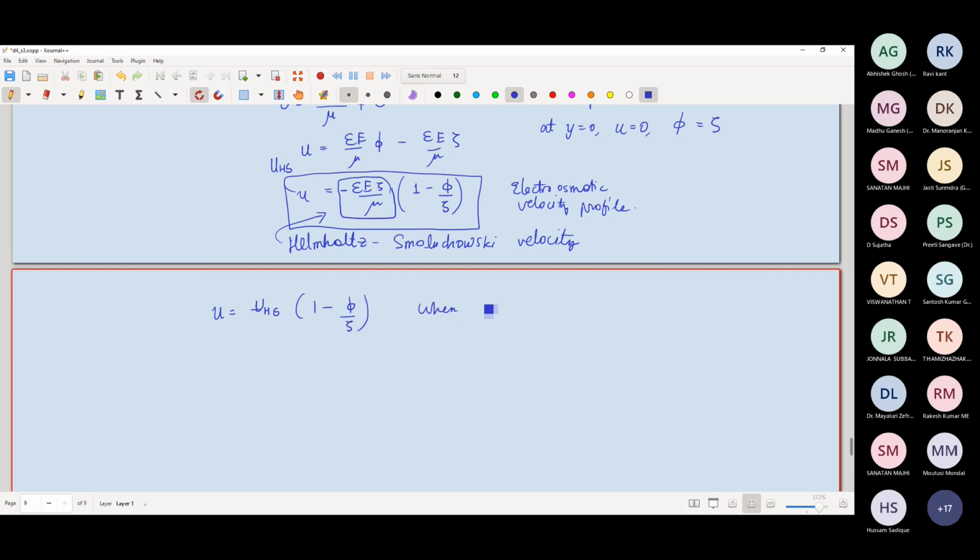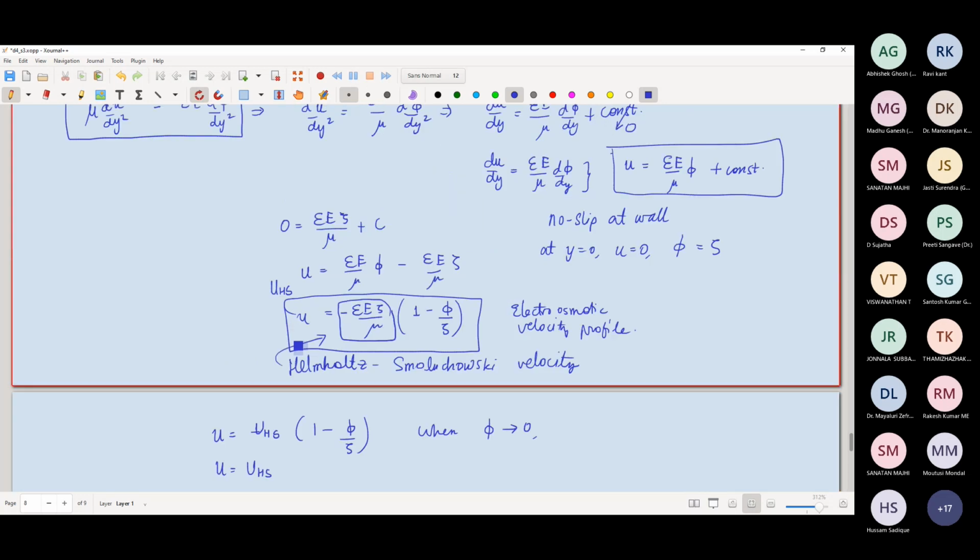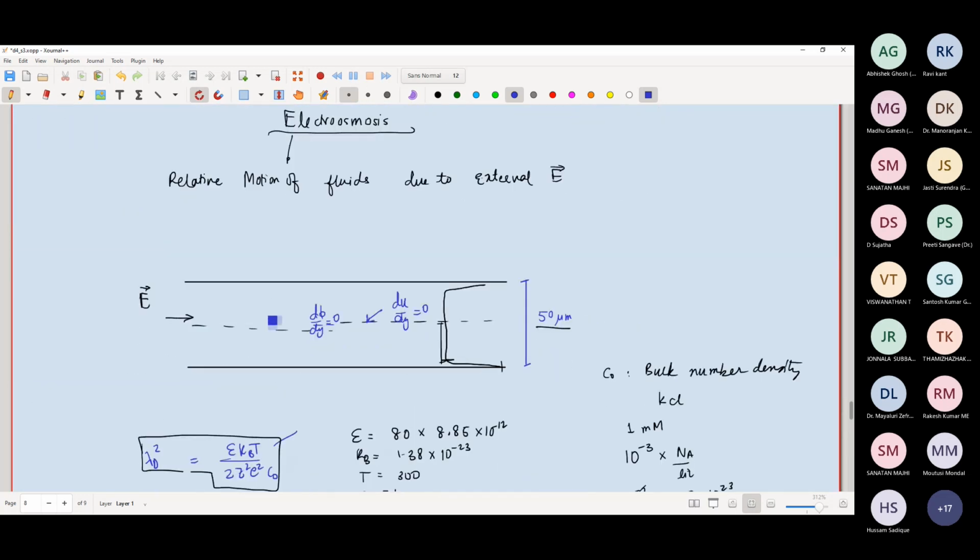So when phi goes to 0, that is, we are beyond the electrical double layer, then u will become equal to UHS. Suppose this is the edge of the electrical double layer, the velocity will become UHS over here, then it will stay constant and it will again go to 0. Here there is the no slip boundary condition, but at the edge of the electrical double layer we have a velocity, and this velocity will sustain over the entirety of the length.